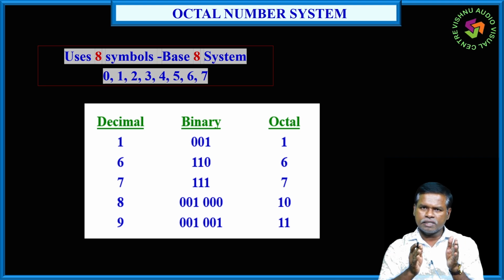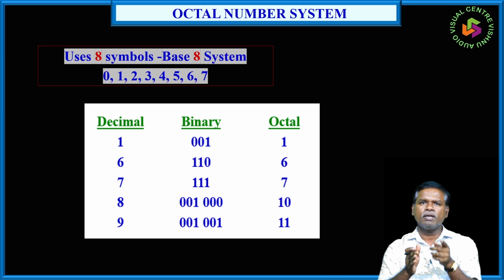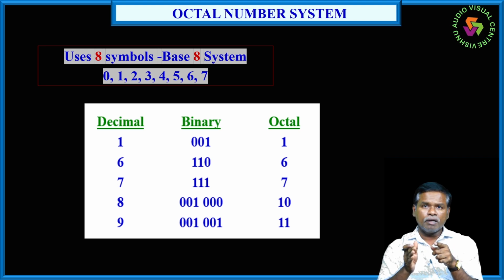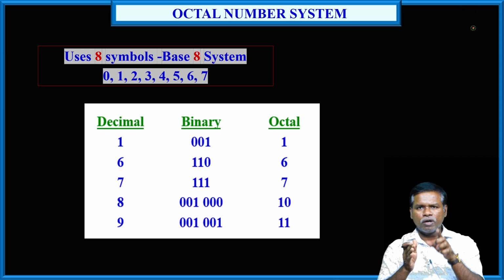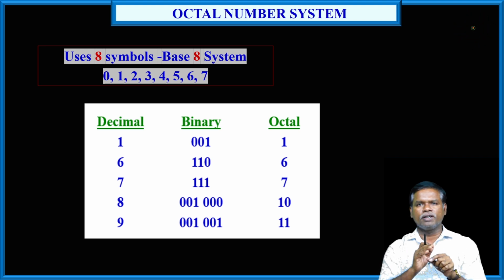So the octal number system has base 8 and uses 8 symbols, 0 to 7. After 7 it will be 10, then 11, 12, 13, 14, 15, 16, 17. After that, 20 again.